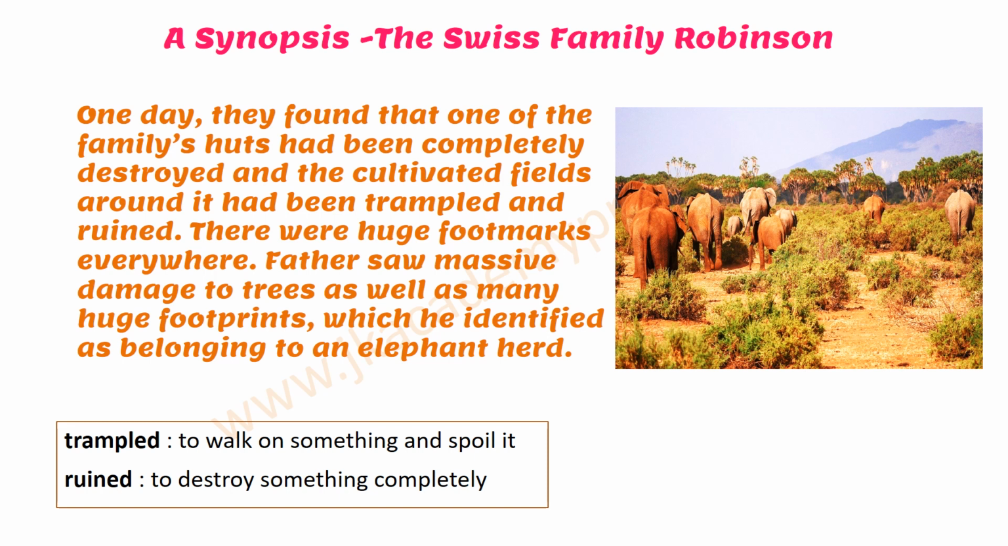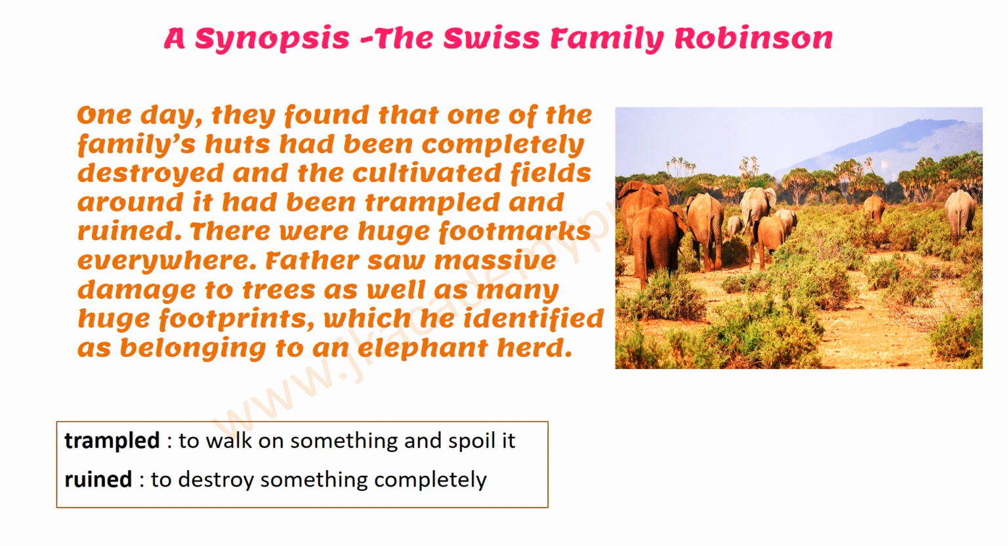Trampled means to walk on it. So somebody had walked on it and ruined it. That is, they had destroyed it completely. There were huge footmarks everywhere. So they found out that there were big footprints, big footmarks.